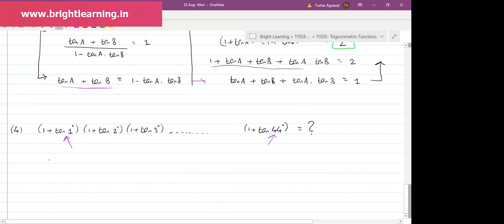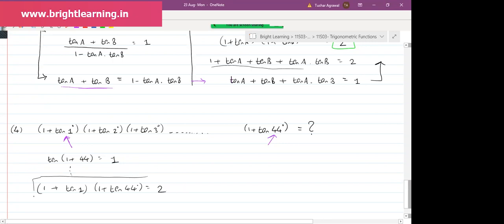So maybe tan of 1 plus 44 is equal to tan 45. Tan 45 is 1. Maybe that is creating some relation. After that, proceeding ahead, you should be able to come to this relation, that 1 plus tan 1 degree into 1 plus tan 44 degree is equal to 2. Once you are able to prove this and see this logic, then you should see that, okay, tan 1 degree, tan 44 degree, I will make the pairing.